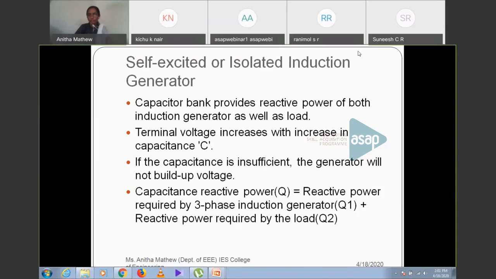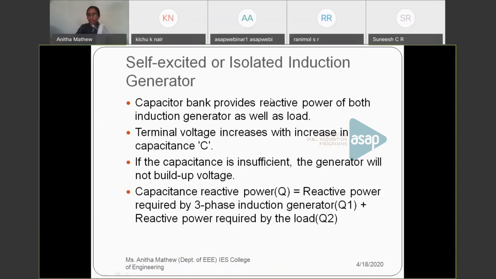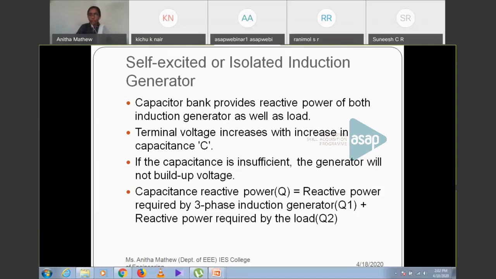What will be the frequency change? The question is, what will be the frequency change of the output? It will be explained in the next slide. Okay, ma'am, you can proceed.